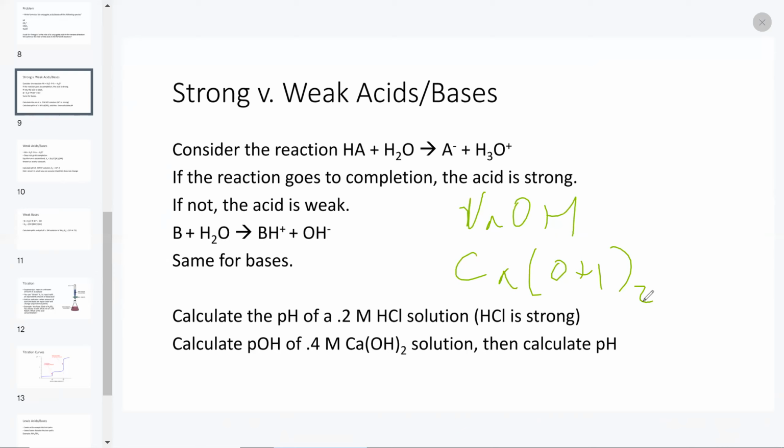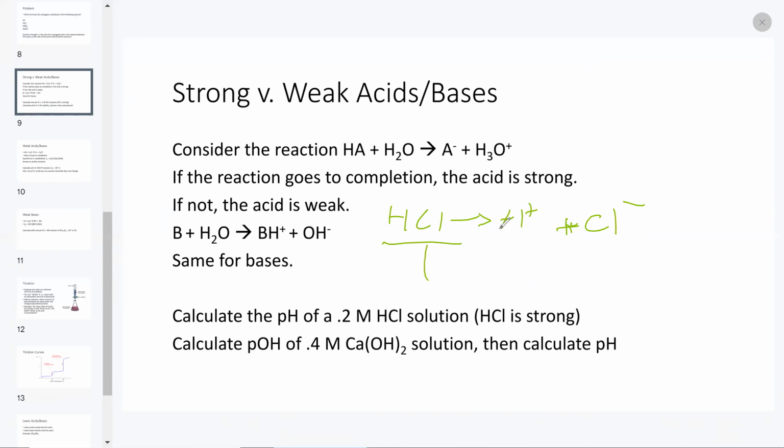So I'll do the first problem. Calculate the pH of a 0.2 molar HCl solution. HCl is, of course, a strong acid. So the reaction is HCl goes to H plus Cl minus. And I didn't include the water molecule because it's just easier for me to write this way. So this reaction goes to completion. So all of the HCl gets converted to H plus. All of it gets converted to H plus. With this information, what do you think the concentration of H plus is?